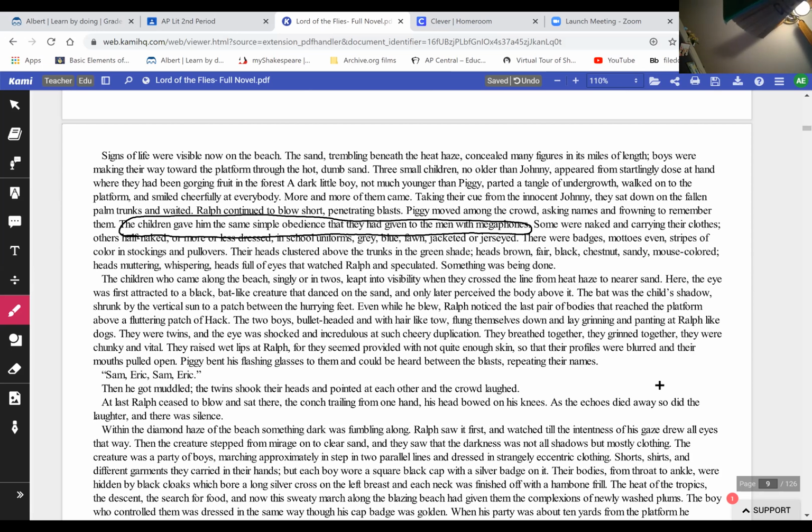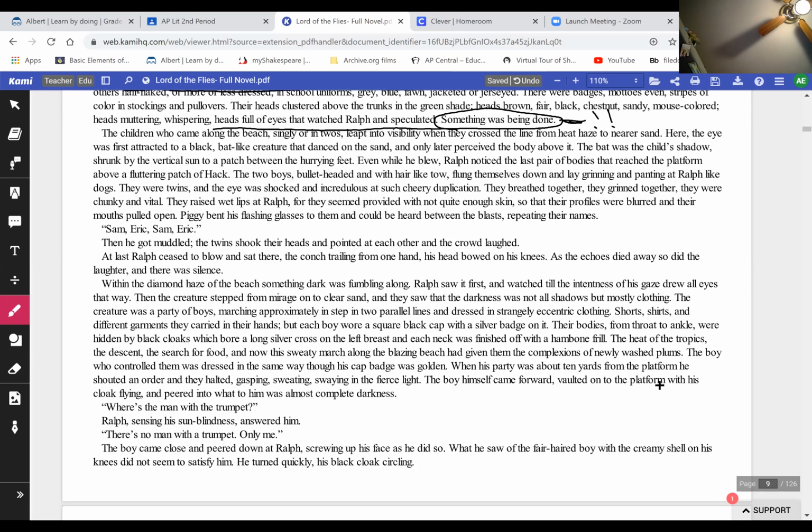Here the idea of heads full of eyes that watched Ralph and speculated. Something was being done. And that idea is something that's what we hope for. It's a really awful time right now with this whole issue with the coronavirus and people watching the news, and it's just this idea that we're just hoping that something is getting done, that something is being done. We put people in charge and we trust them that they're going to do the right thing. And hopefully that is the case.